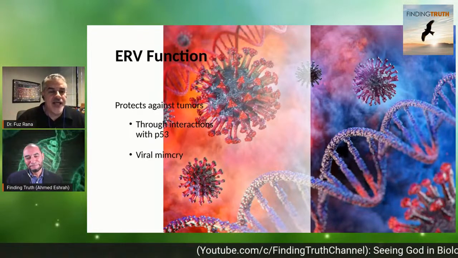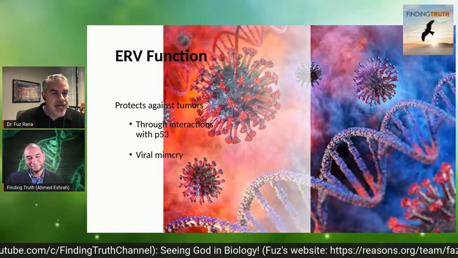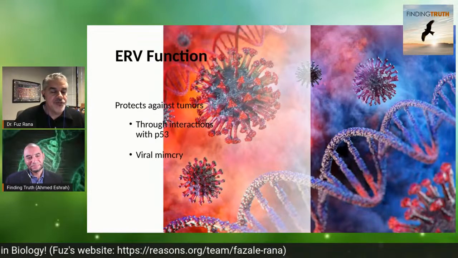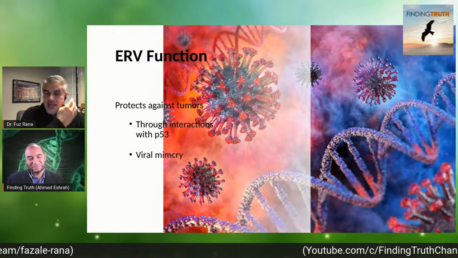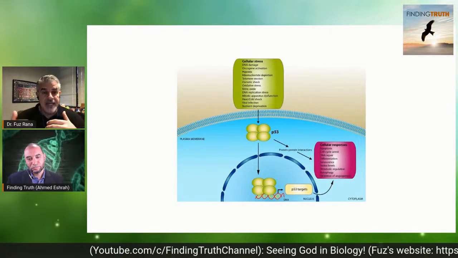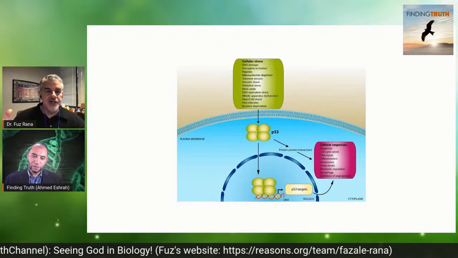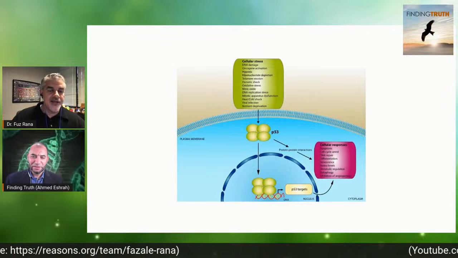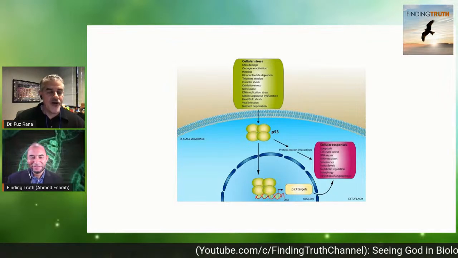There's another ERV function that's very interesting to me, and it actually protects the organism from tumor formation and from tumor spread. This is a mechanism called a viral mimicry mechanism. It turns out that recently people have discovered that this mechanism is mediated through a protein called P53. We could probably do a whole series of episodes on what P53 does. But this is the tumor suppressor protein, isn't it? Yes, exactly.